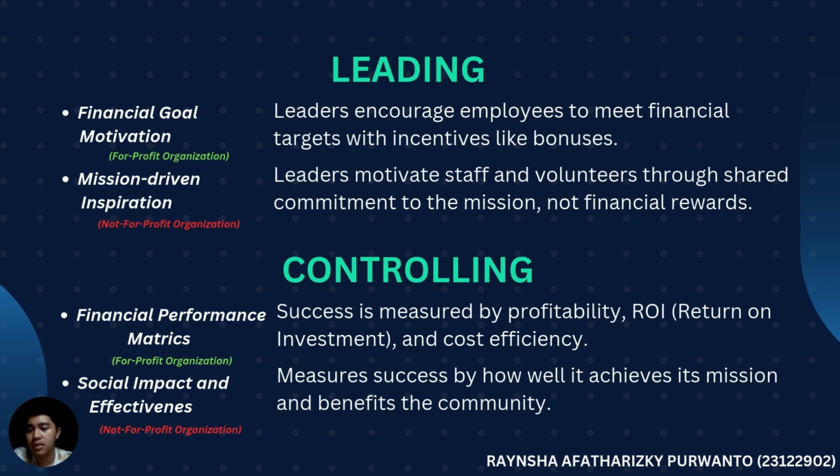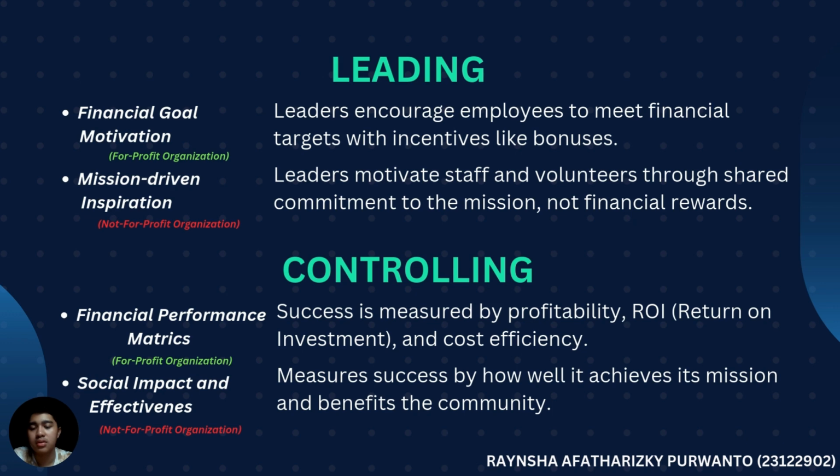And the fourth is controlling. For-profit focus is on financial performance metrics. Controlling in for-profits primarily involves monitoring financial metrics such as profitability, return on investment, and efficiency ratios. Managers use these metrics to assess the organization's performance and make adjustments to ensure financial goals are met. Control mechanisms focus on identifying deviations from financial targets and implementing corrective actions to maintain profitability.